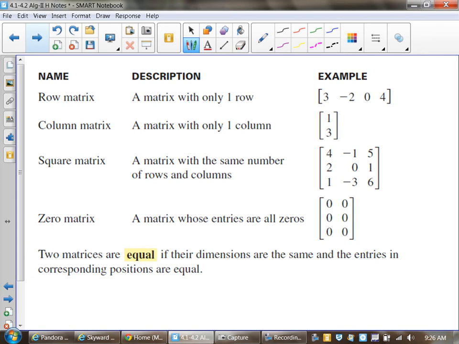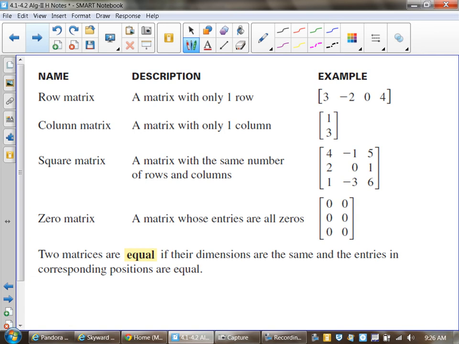You have row matrices. That's just a matrix with 1 row. You have column matrices, a matrix with 1 column, and so on and so forth. A square matrix, you will deal with lots of those. 3 by 3, 2 by 2, 4 by 4, 5 by 5, and so on. It just means it's squared out. Zero matrices, hence why there are zeros.